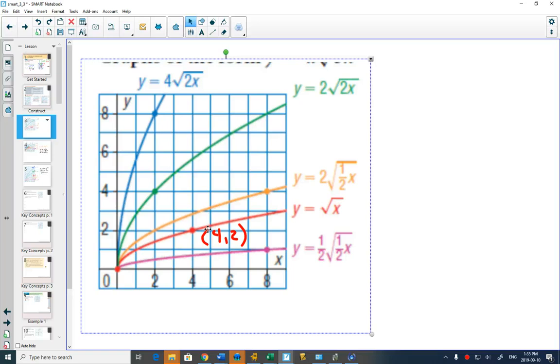Well, two things are happening. We have a 4 on the outside. That's going to multiply our y coordinate by 4. And we have a 2 on the inside, which is going to multiply our x coordinate by a half.